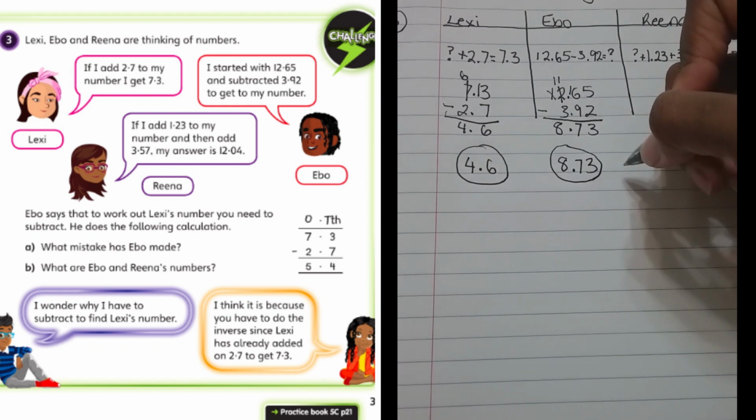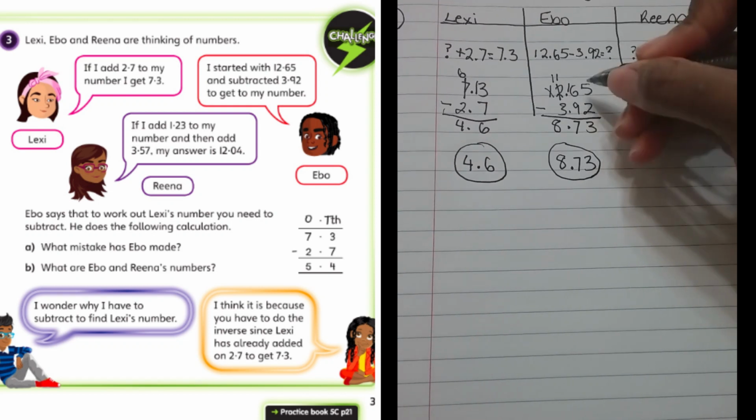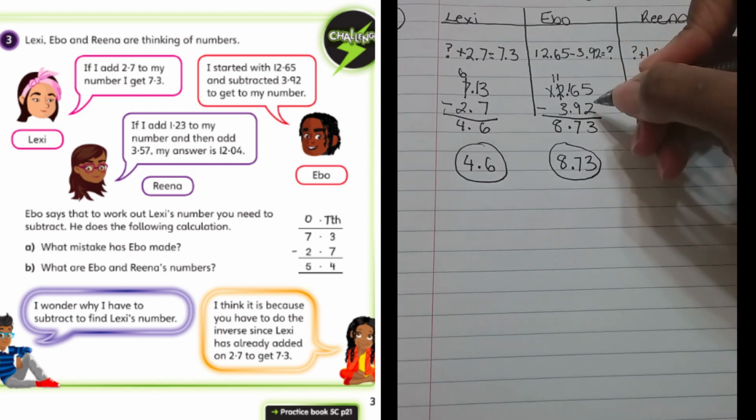Again, I can double check it by doing the inverse. So I can say, is 8.73 plus 3.92 equal to 12.65? You can pause and check.